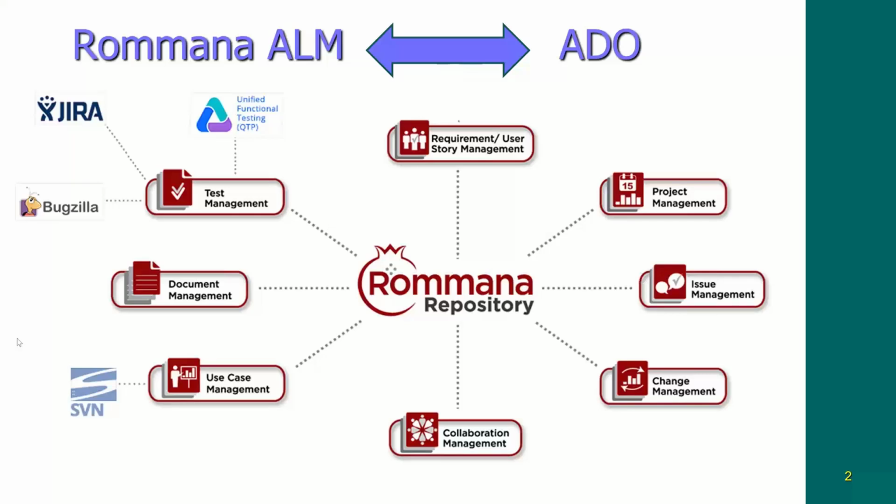It does everything. The last integration I want to point out is SVN Subversion for version control, and that keeps track of all the changes in your code, so that when a requirement or a user story changes through the change management, it starts looking at what kind of changes can happen in the code. All right, enough about Rommana ALM. Let me move forward.